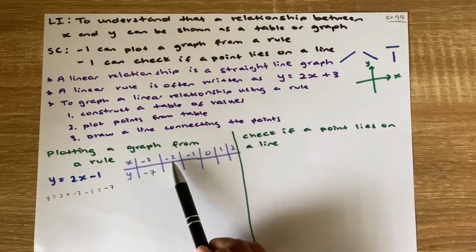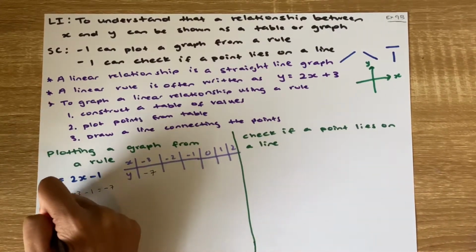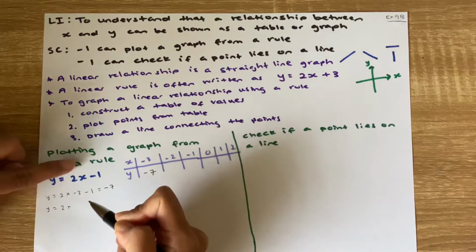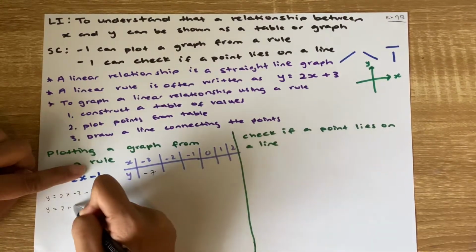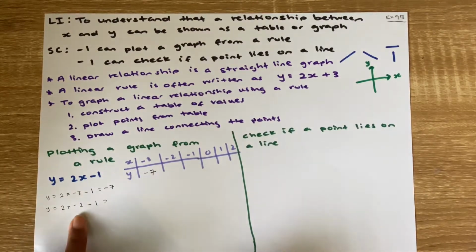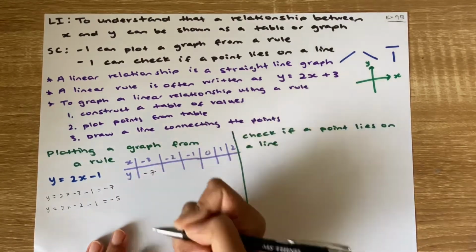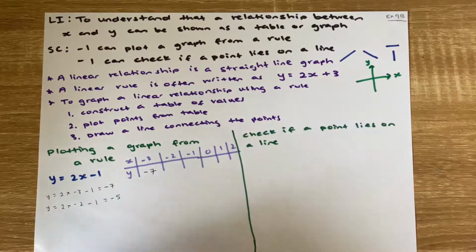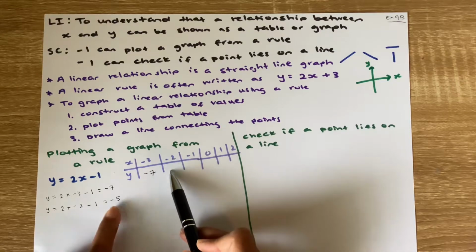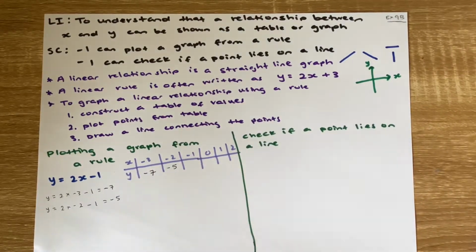The next one, when x is -2, we're going to do another equation again. So y equals 2 times x, we're saying x is -2, so 2 times -2, take away 1. 2 times -2 is -4, -4 take away 1 is -5. Again, you can be working this out as we go, or you can just put this into your calculator. So when x is -2, y is -5. So I'm going to put -5 in my table, and I'm going to keep going for the rest of them.